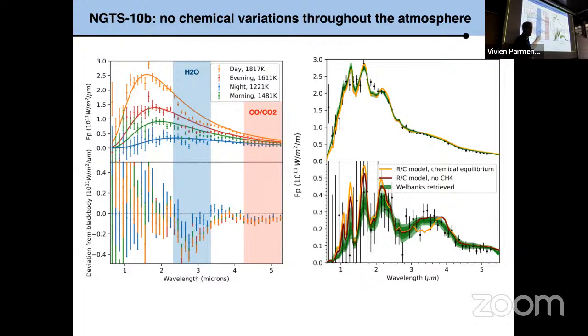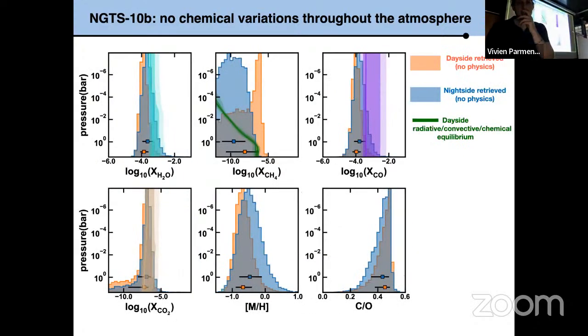It's the same thing. And that's actually a bit unexpected because the hot part of the planet, the day side, is really well fitted by this radiative-convective chemical equilibrium model. But the night side in chemical equilibrium, again, should have tons of CH4. Same story as before. And we don't see it.